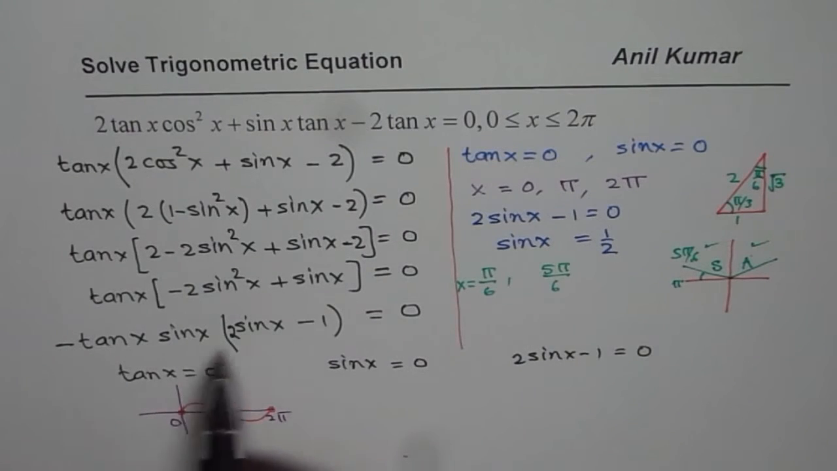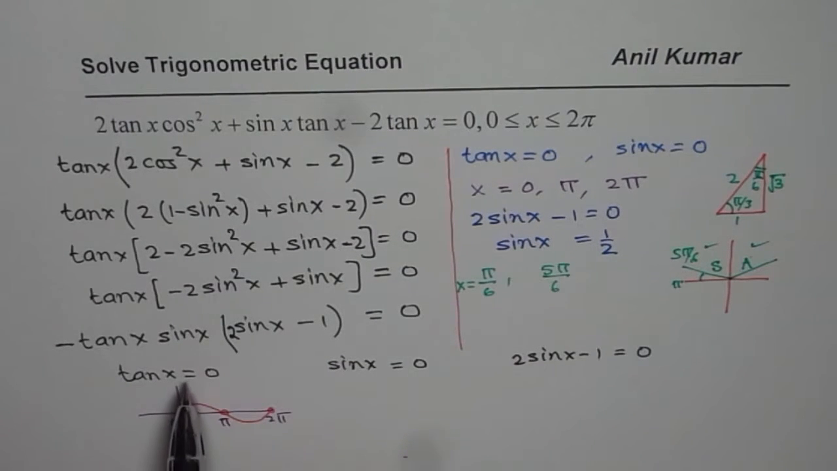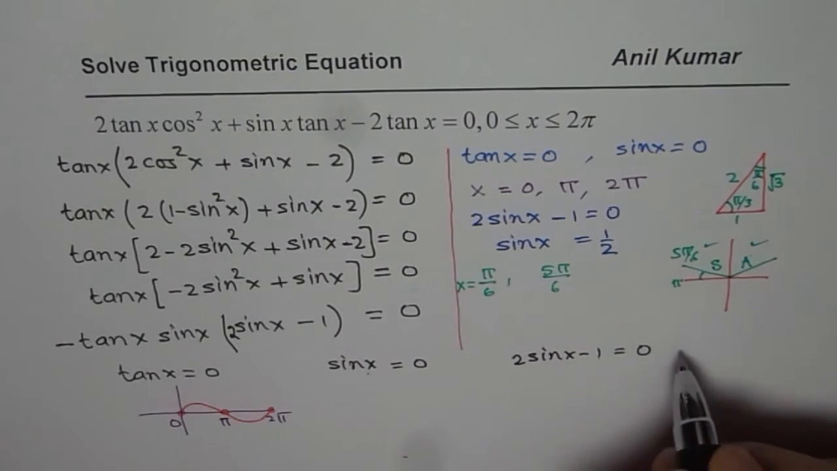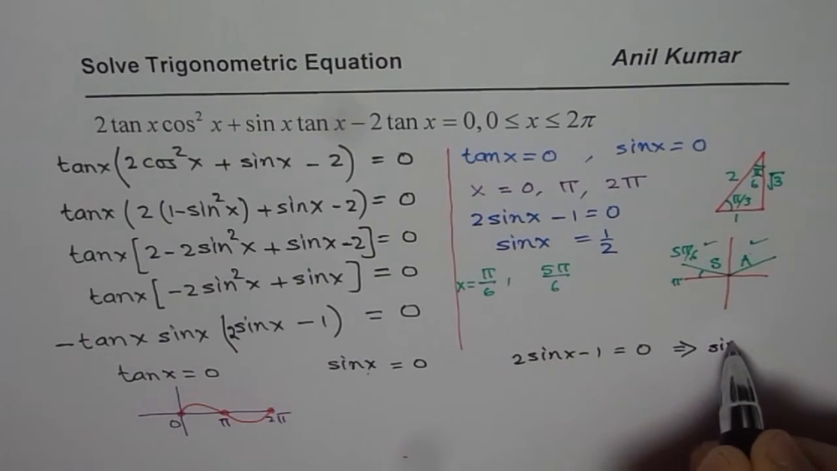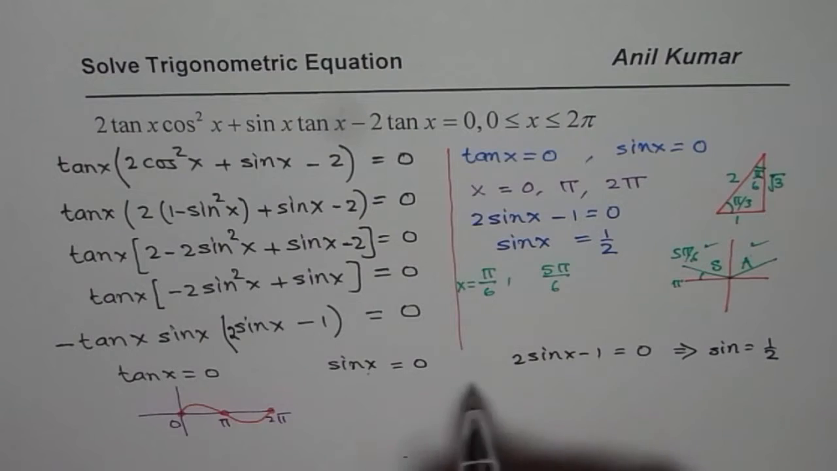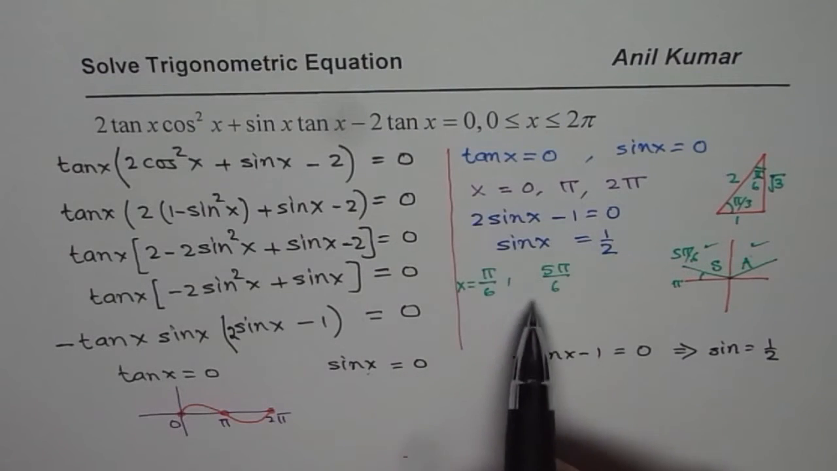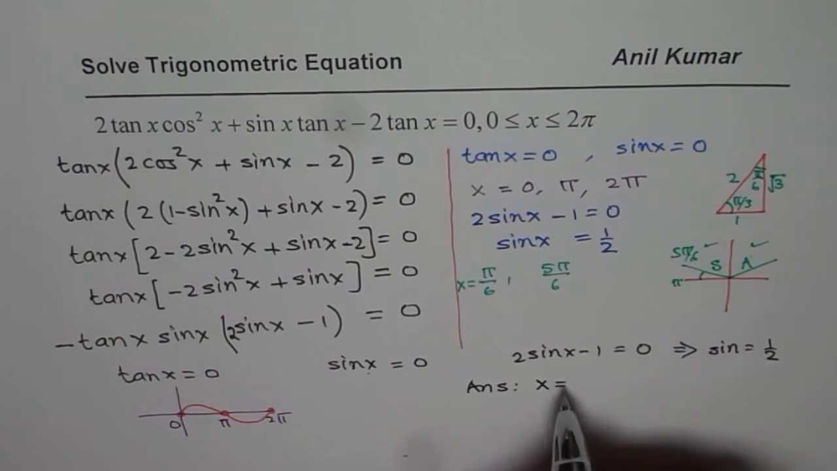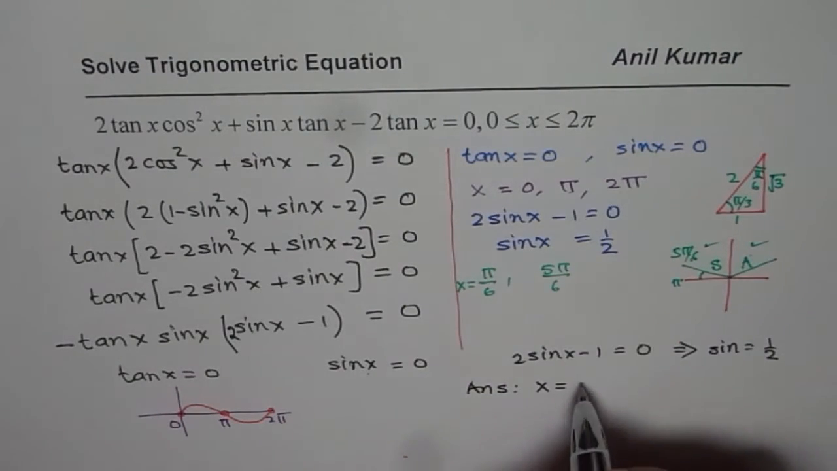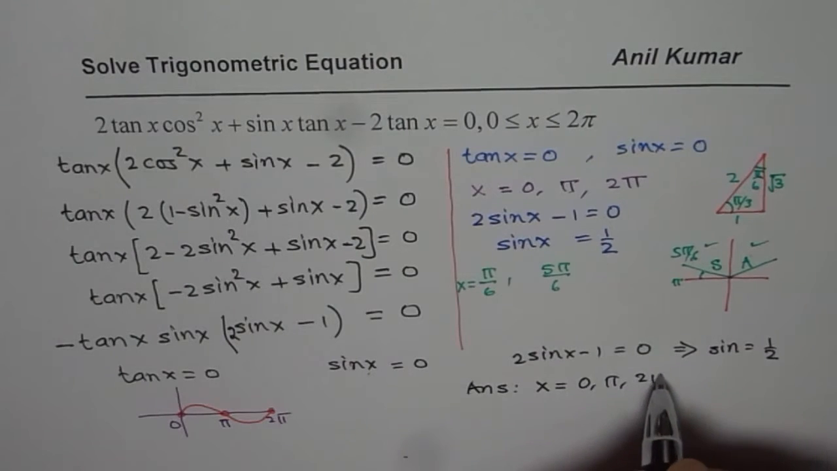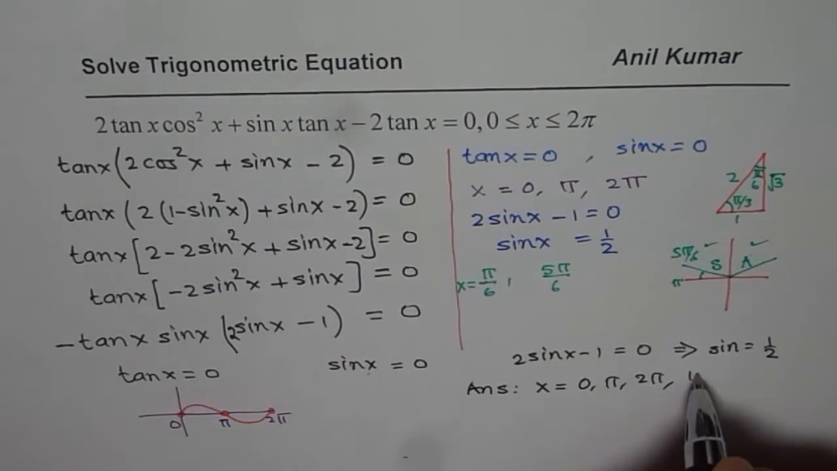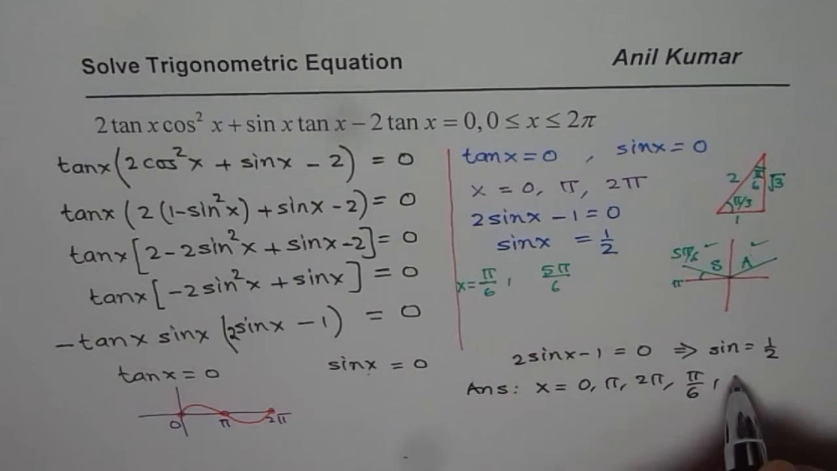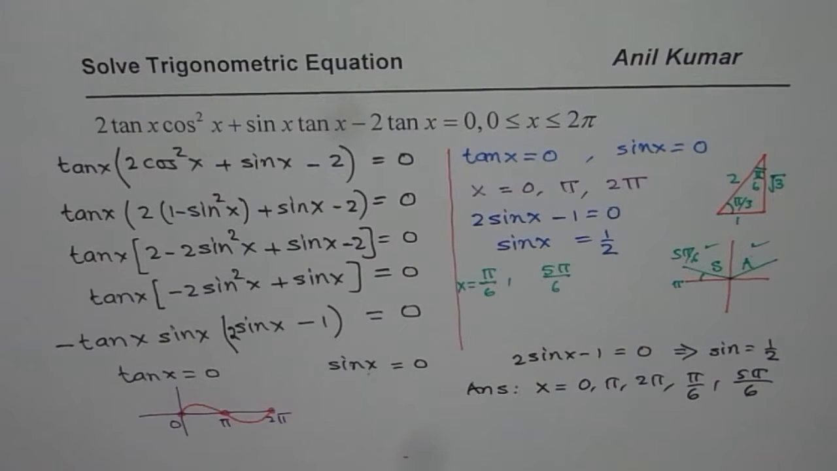Anyway, when we solved our equation, we got 3 factors, and this could imply that sin x equals positive half. And from these factors, we figured out these as our solutions. So we can write our answer now as x equals 0, pi or 2 pi, and pi by 6 and also 5 pi by 6, right? So these are all possible solutions for the given trigonometric equation.